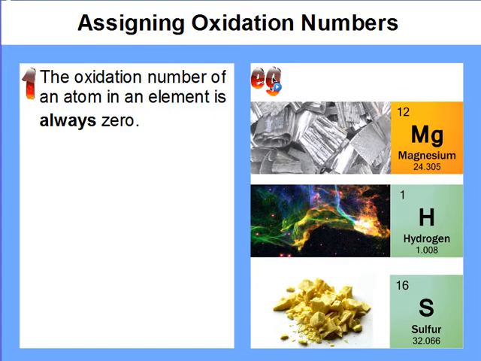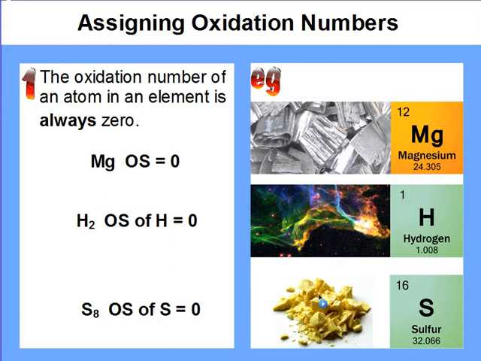So if we take a look at these elements, magnesium in its elemental form is just Mg. So each Mg atom has an oxidation state of 0. When hydrogen is in its elemental form, it takes the form H2. It's a molecule with 2 hydrogen atoms in it, but again, each of those hydrogen atoms has an oxidation state of 0. Sulfur usually exists as a molecule of S2. So once again, each sulfur atom has an oxidation state of 0 because they are elements.